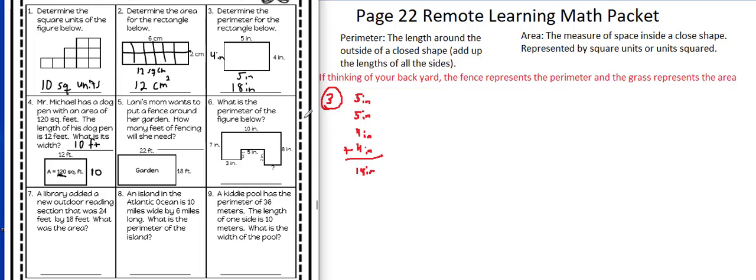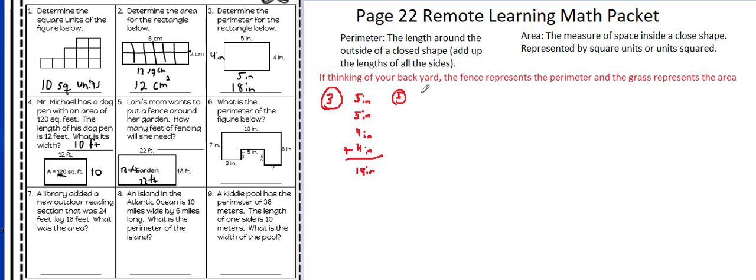So that would be, what is the width? 10 feet. Lainey's mom wants to put a fence around her garden. How many feet of fencing does she need? Okay, so this is a perimeter problem. So we know that this side has to be 22 feet, and this side has to be 18 feet, okay? So for number 5, I have 22 feet plus 22 feet plus 18 feet plus 18 feet. It's going to be a big garden.